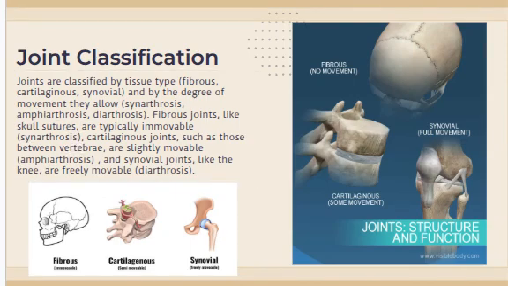Cartilaginous joints, such as those between vertebrae, are slightly movable, which is considered amphiarthrosis. And cartilaginous joints are bones that are connected by cartilage, such as fibrocartilage or hyaline cartilage. And lastly, the synovial joints, like the knee, are freely movable, which is considered diarthrosis. And the synovial joints are bones that are separated by a fluid-filled joint cavity. And over here we have a picture of the skull: the fibrous, that has no movement, the cartilaginous, which is some movement, and then the synovial, which is full range of movement.